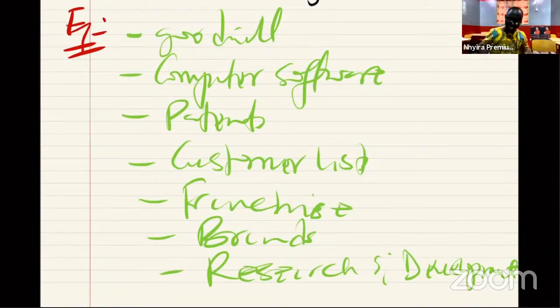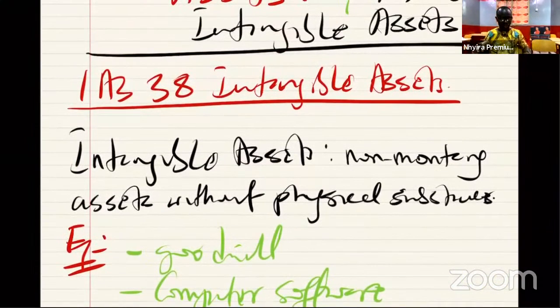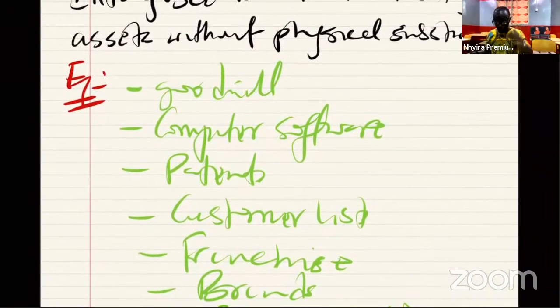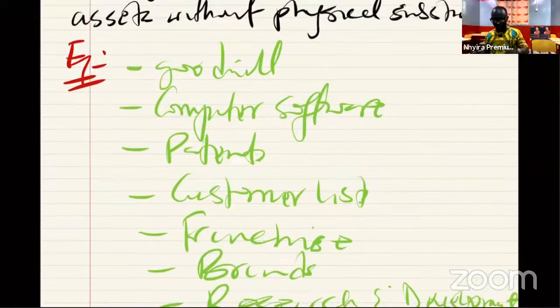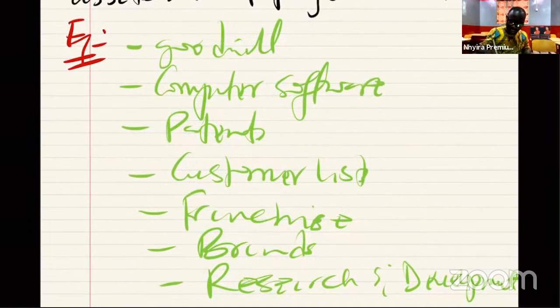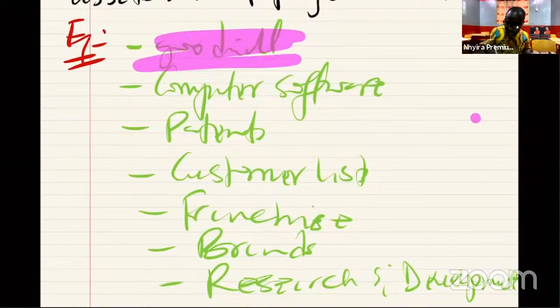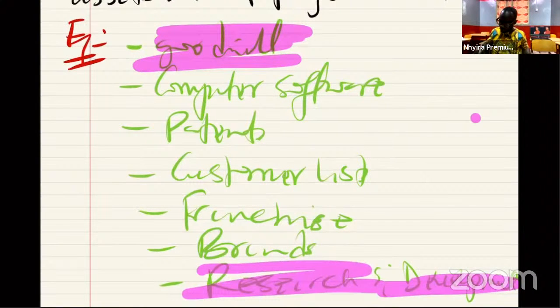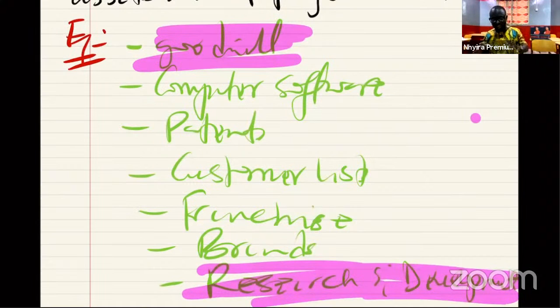So what are we saying again? Intangible assets are non-monetary assets without what? Physical substance. And we've given a couple of examples already: goodwill, computer software, patents, customer list, franchise, brands, research and development. Please note that the standard IAS 38 pays significant attention to how goodwill is supposed to be treated and how research and development is supposed to be treated. So we're going to also pay close attention to how these two items will be treated in a moment.